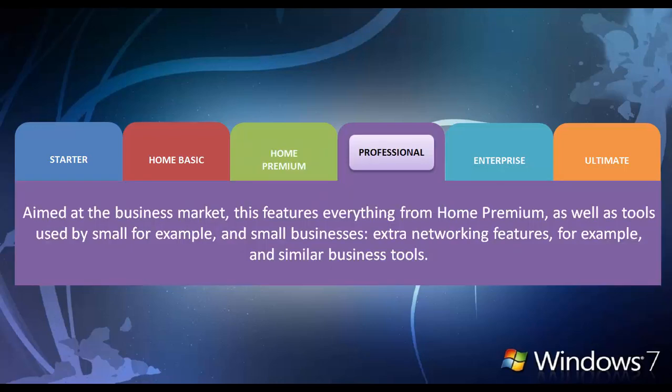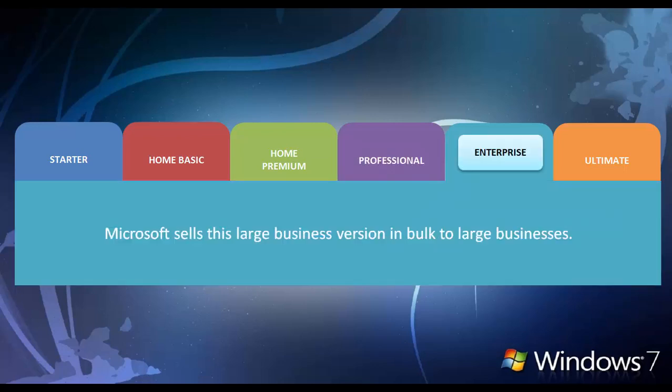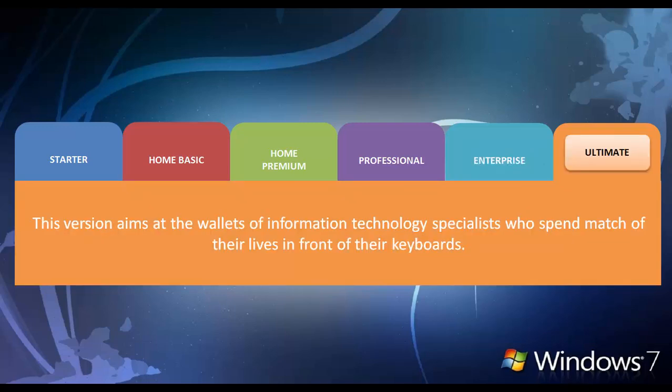Windows 7 Professional. Aimed at the business market. This features everything from Home Premium as well as tools used by small businesses and extra networking features. Windows 7 Enterprise. Microsoft sells this large business version in bulk to large businesses. Windows 7 Ultimate. This version aims at the wallets of information technology specialists who spend much of their lives in front of their keyboards. In this activity, we will use Microsoft Windows 7 Ultimate Edition.